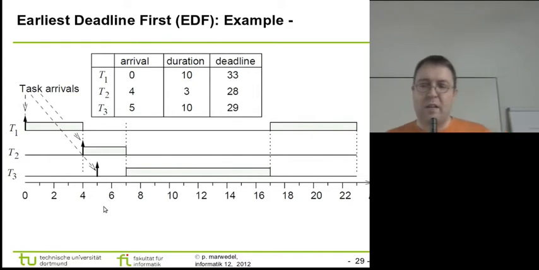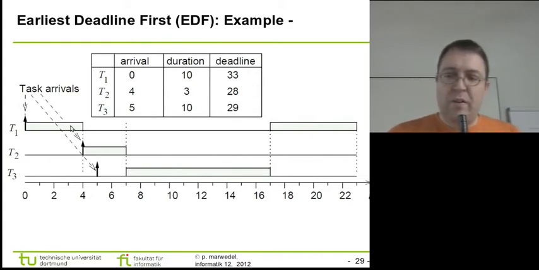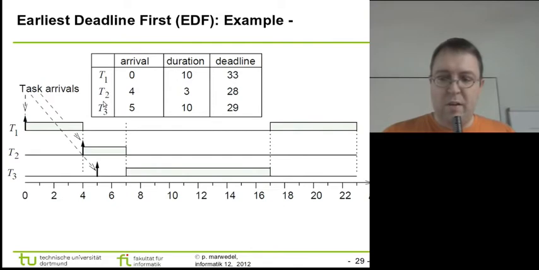Now let's consider an example for earliest deadline first. We have given 3 tasks, T1, T2, and T3, with different arrival times, duration, and deadlines. So T1 is ready at time 0 here, T2 is ready at time 4, and T3 is ready at time 5. All tasks take a different time to execute, so T1 uses 10 units of time, T2 only uses up 3 units of time, and T3 again needs 10 units of time.